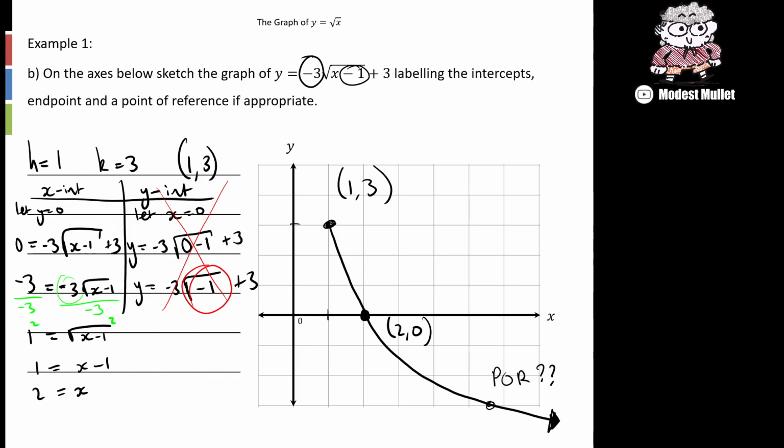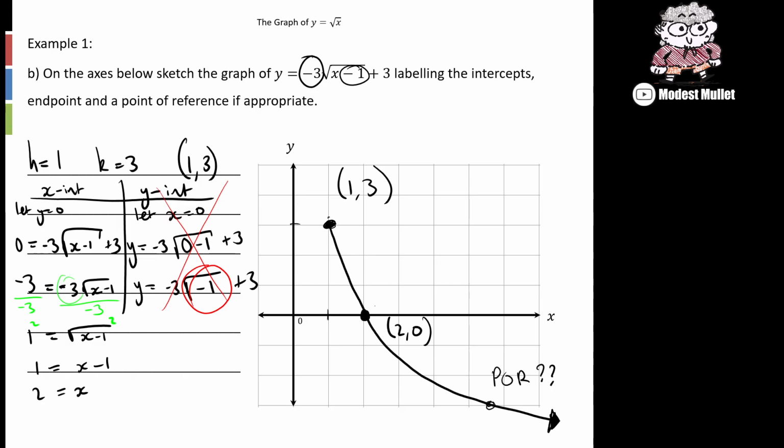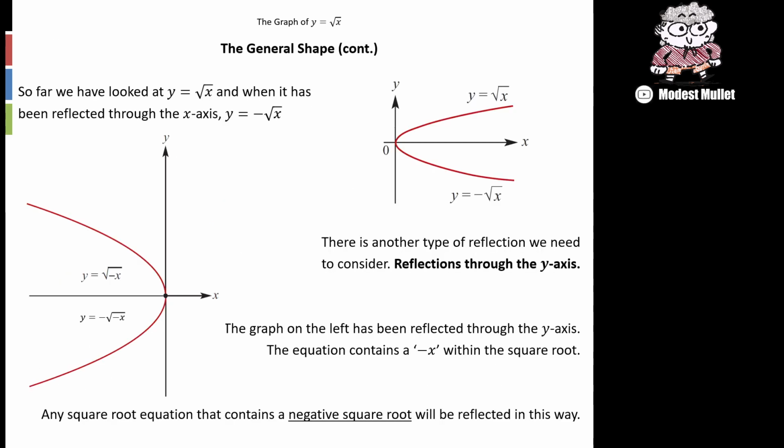Okay, we've got an endpoint. You always need an endpoint, and then you need one other point of the line to give it shape and relative size or scale. In this case, that's been done by an intercept, so we don't need a point of reference. Same happened back here. We had both intercepts, so again, a point of reference, if appropriate, is not needed. We've got a very good sense of size and scale of our graph. Rightio.